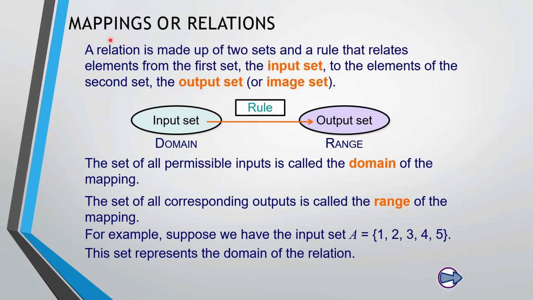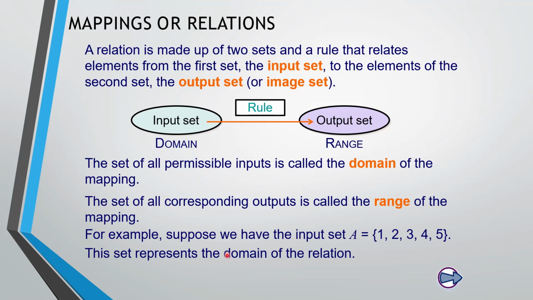What are mappings? Mappings or relations are the same thing. A relation is made up of two sets and a rule that relates elements from the first set, the input set, to the elements of the second set, the output set. It's a combination of two sets, one called the input set and the other the output set, which are related with some rule or sometimes some operations. The set of all permissible inputs is called the domain of the mapping, and the set of the corresponding outputs is called the range of the mapping.